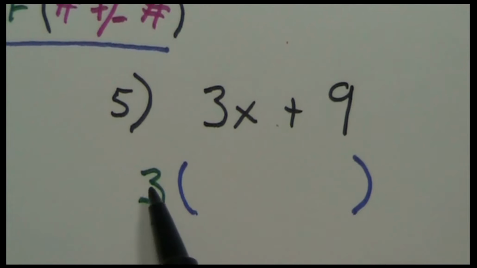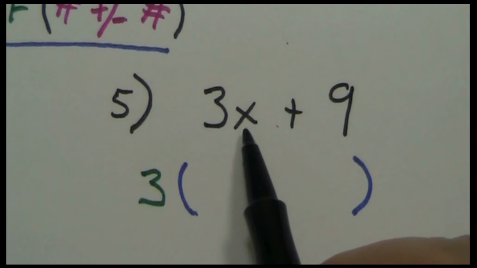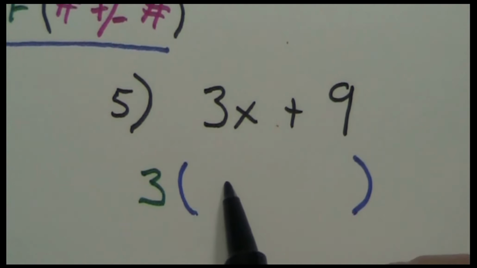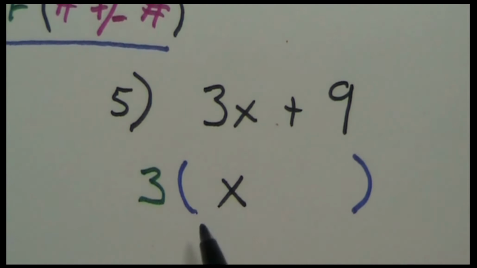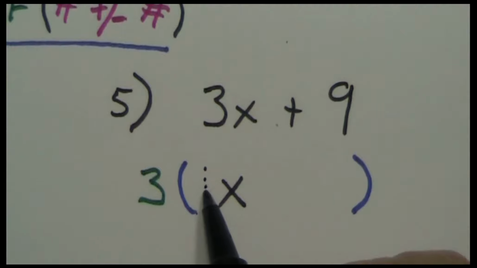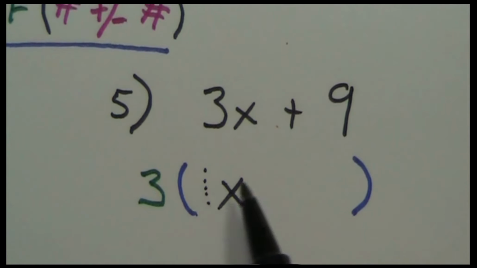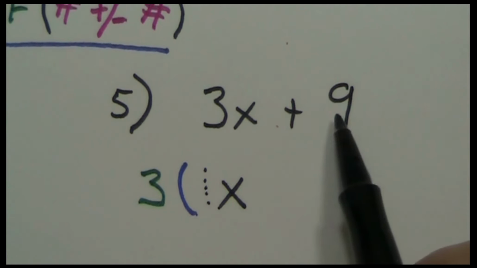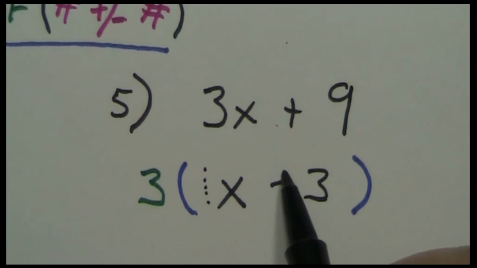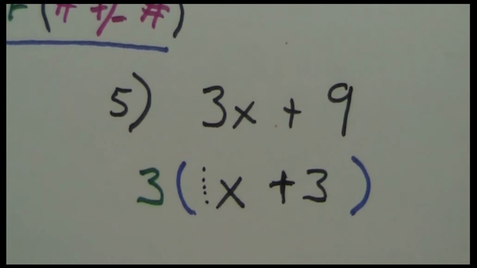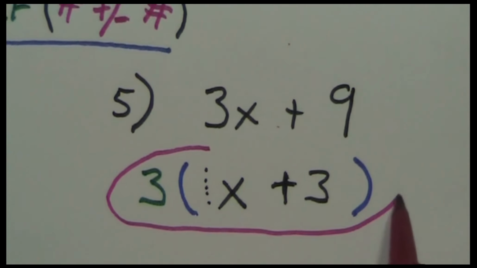So we have 3 times something is 3x. That would just be 3 times x, right? 3 times x is 3x. Remember, that's the invisible 1 right there. Then we have 3 times something is 9. 3 times 3 is 9. And that's it. Done. That is factoring.